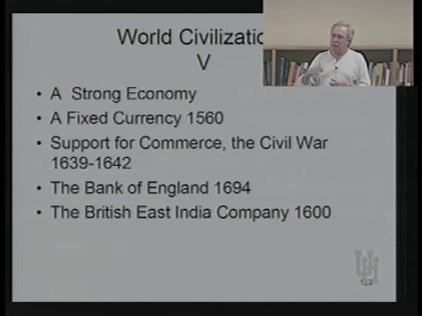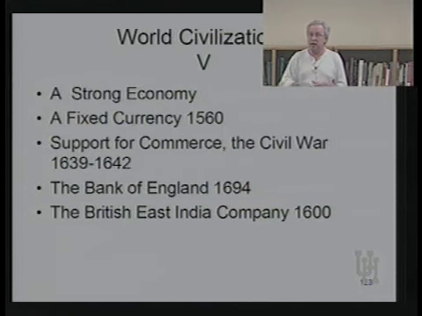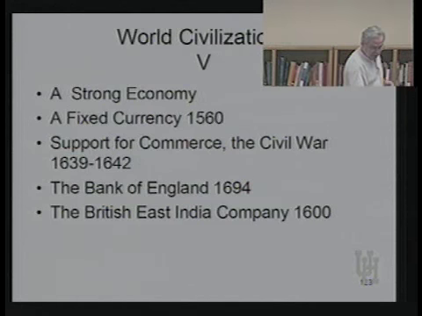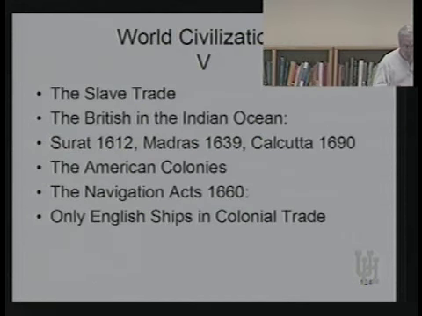It was going to have the monopoly. It would exclude other British merchants, but it would give the British a dynamic instrument to use as they moved into the Indian Ocean and sought to expand their trade there.